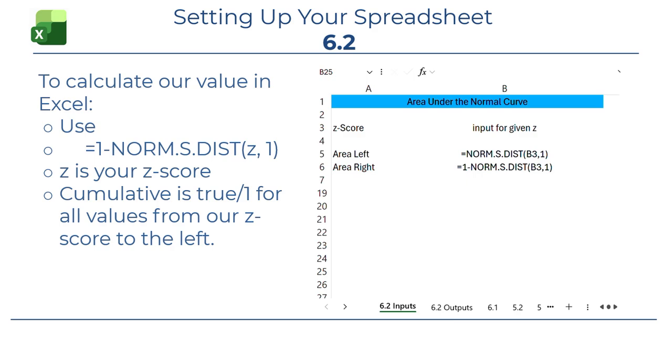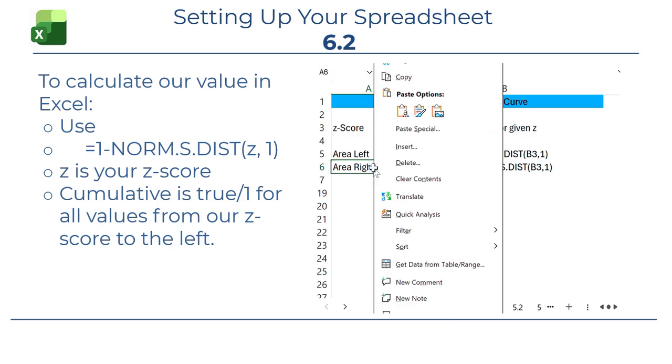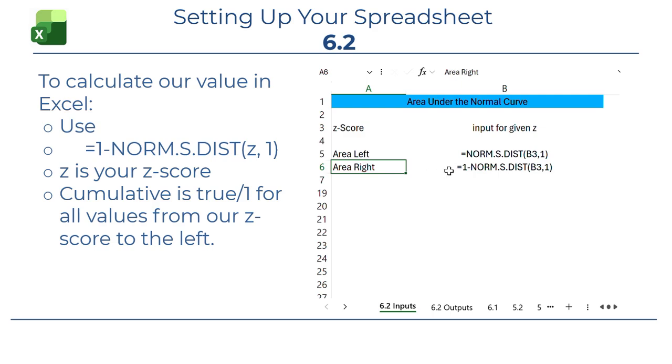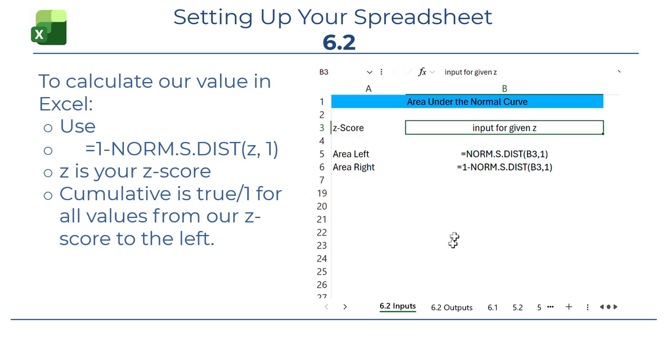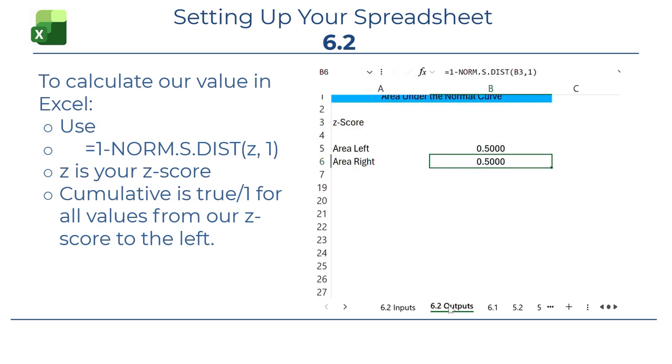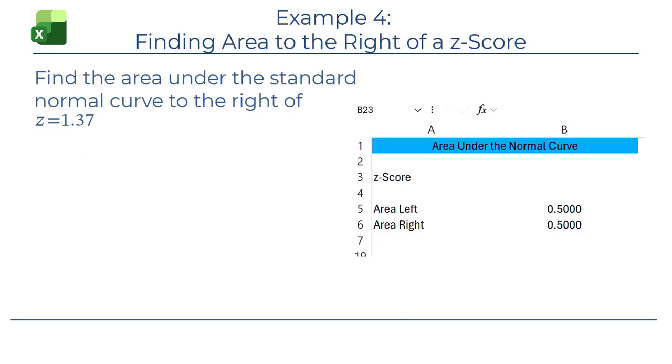Let's go back to our formula spreadsheet and add in an area right option. And that again is just going to be using that 1 minus NORM.S.DIST. In this case, our input for the z-score is in B3, and we can do that for both the input and for the output.